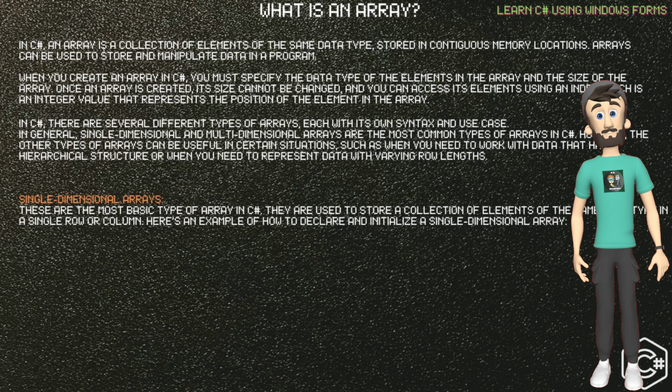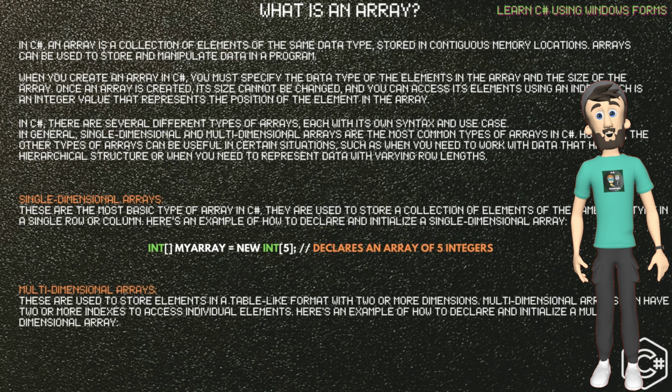Single-dimensional arrays. These are the most basic type of array in C#. They are used to store a collection of elements of the same data type in a single row or column. Here's an example of how to declare and initialize a single-dimensional array. Multi-dimensional arrays. These are used to store elements in a table-like format with two or more dimensions. Multi-dimensional arrays can have two or more indexes to access individual elements. Here's an example of how to declare and initialize a multi-dimensional array.